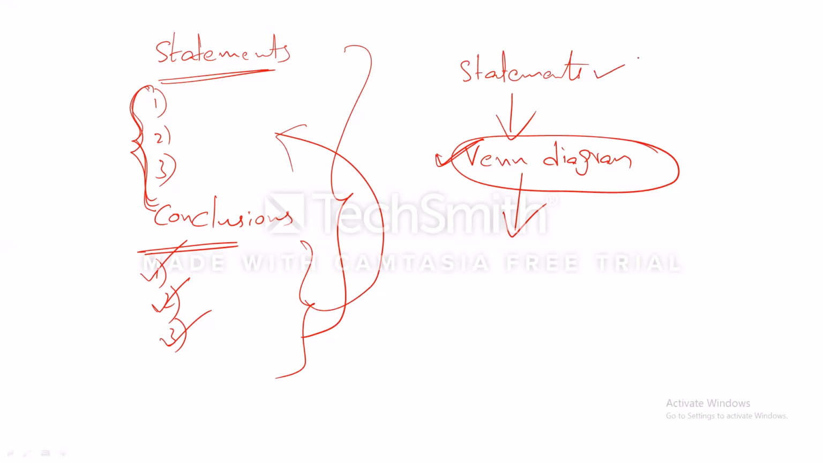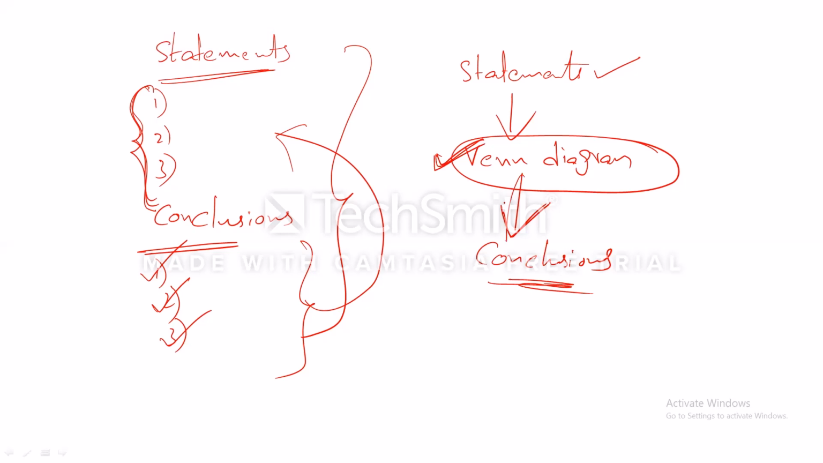So, very clear here. First, we need to read the statements. Second step, we need to draw the Venn diagram. And after drawing the Venn diagram, by observing it, we need to check conclusions. This is the best possible way. Three steps: first read the statements, and after understanding them, I will tell you how to draw the Venn diagram. Only after drawing it do we go with conclusions. Don't go to conclusions directly.